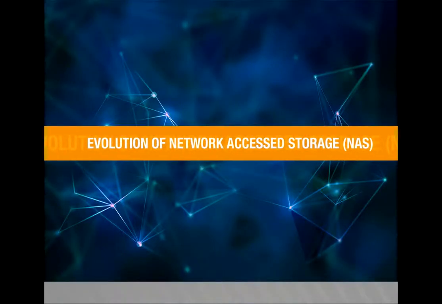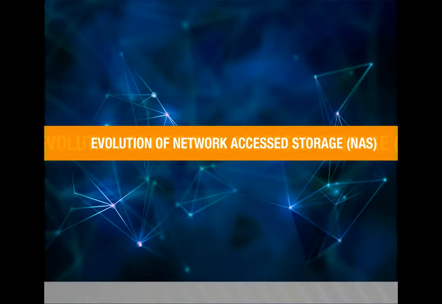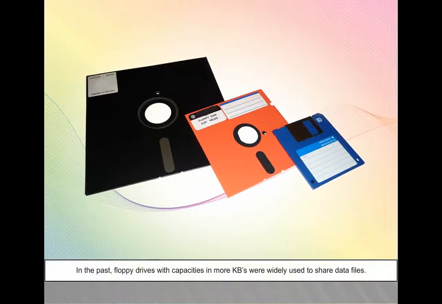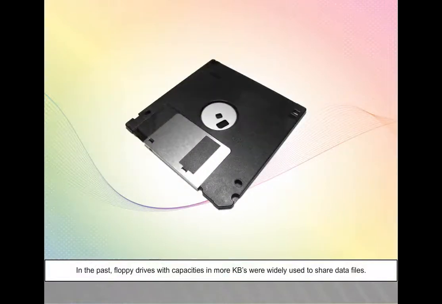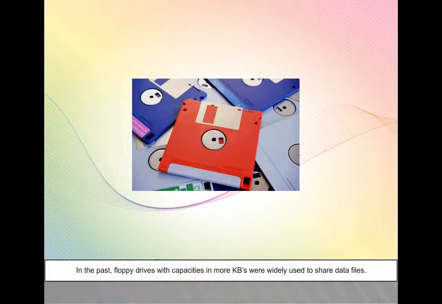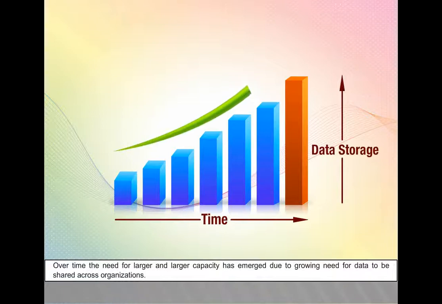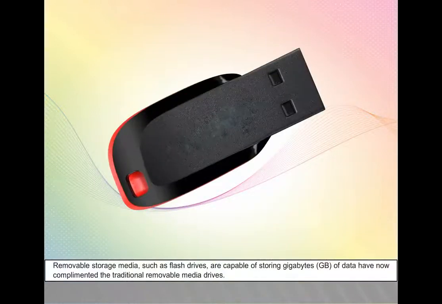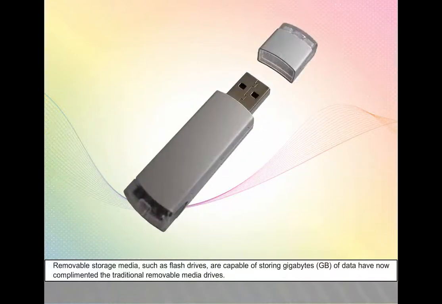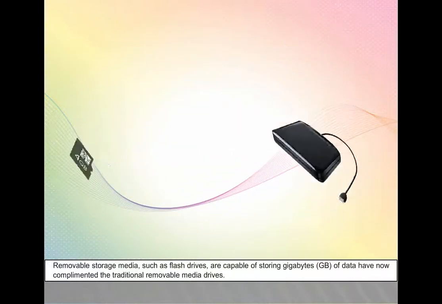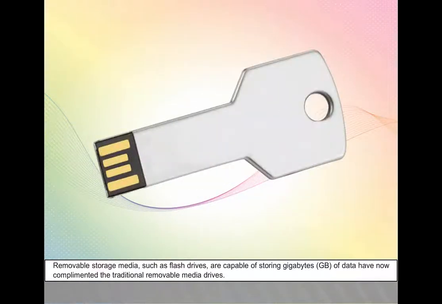Evolution of Network Accessed Storage (NAS). In this video, we are going to see the evolution of NAS. In the past, floppy drives with capacities in KBs were widely used to share data files. Over time, the need for larger and larger capacity has emerged due to the growing need for data to be shared across organizations. Removable storage media, such as flash drives, are capable of storing gigabytes (GB) of data, and have now complemented the traditional removable media drives.